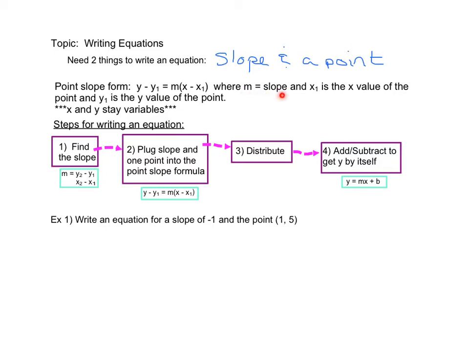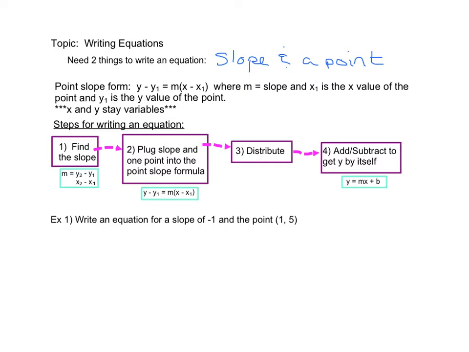M, as before, refers to the slope. Just like when we use the formula for a slope, x1 is going to be the x value of our given point and y1 is going to be the y value of our point. What point, you may ask? The point that we need in order to write an equation. X and y, the ones without the subscripts, are going to just stay variables. This is a very important concept. We use it all the way through calculus.